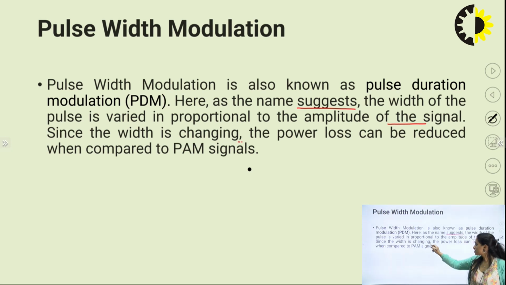Since the width is changing, the power loss can be reduced when compared to a PAM signal. Why can power loss be reduced? Because in PAM the power is continuously varying because of the variation of the amplitude. Here there is no variation of the amplitude.